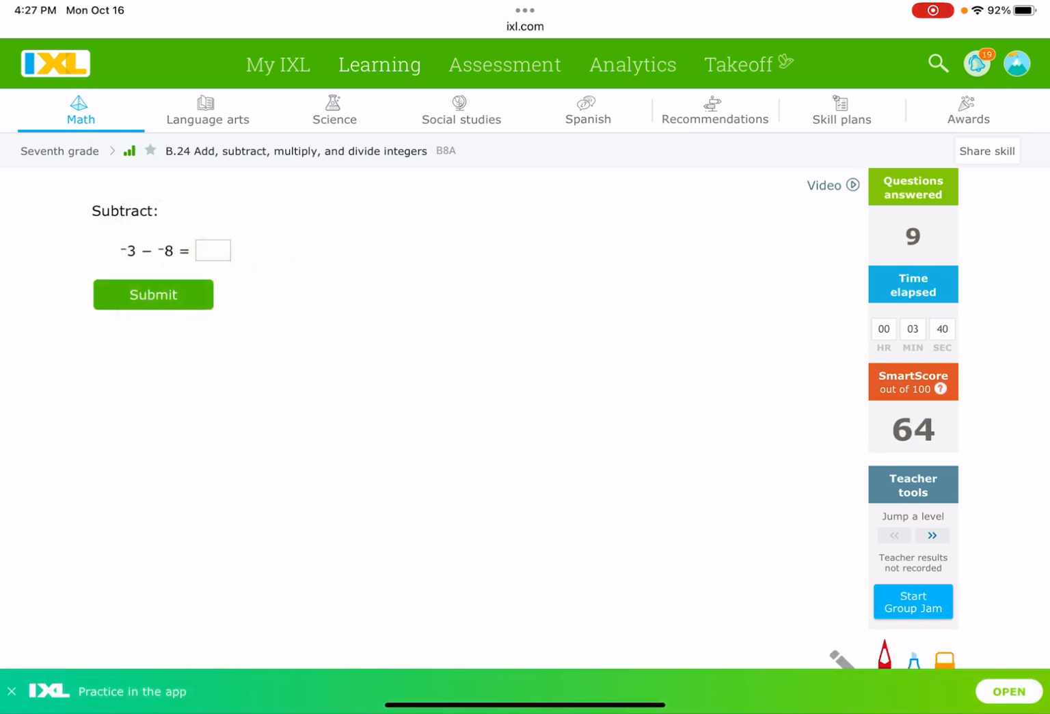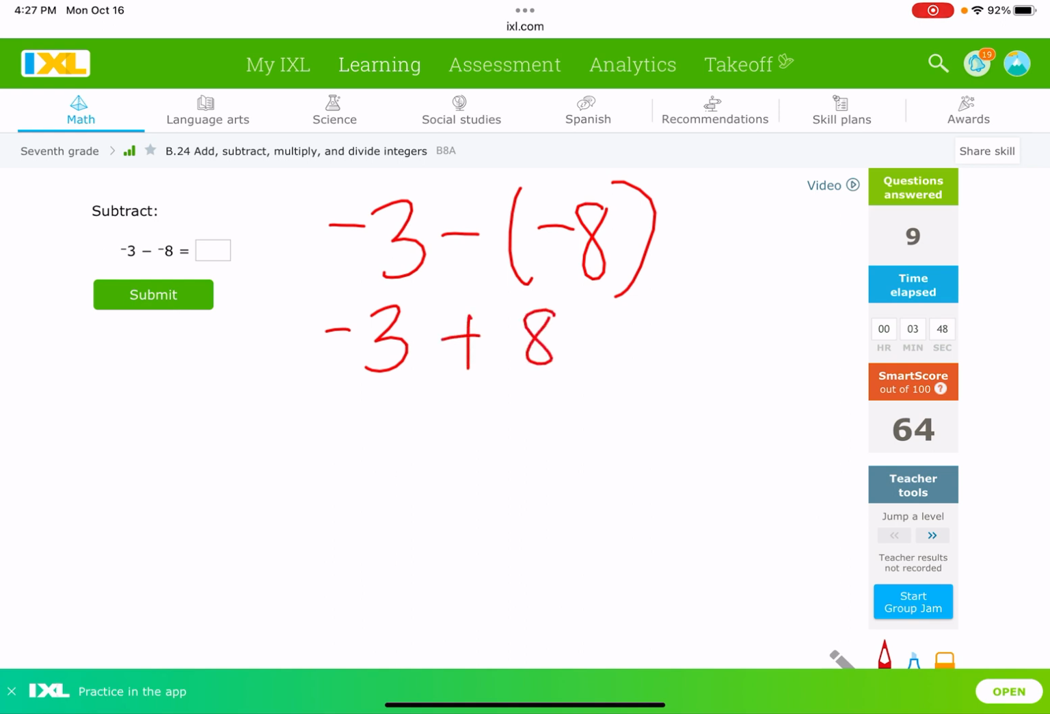All right, when you have a problem like this, negative 3 minus negative 8, let's just rewrite it: negative 3 plus positive 8. Now I have 3 negatives, and I have 8 positives. 3, 4, 5, 6, 7, 8. Now, look there. That's 3 zero pairs, because I have a negative and a positive, negative and a positive, negative and a positive. Those make 3 zero pairs.